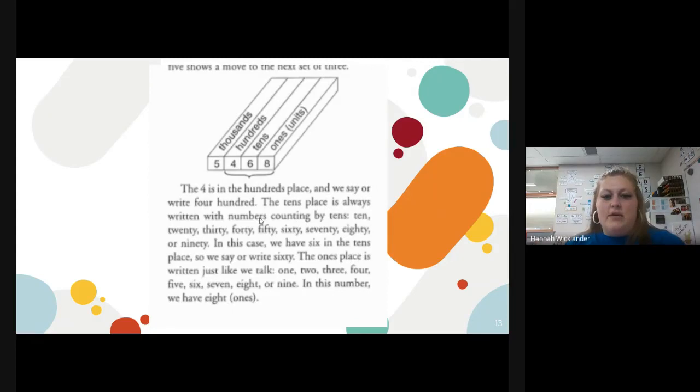The tens place is always written with numbers counting by 10. So 10, 20, 30, 40, 50, 60, 70, 80. So in this case, in our tens place, we have a 6. So we will write 60. And the ones place is written just like we talk. 1, 2, 3, 4, 5, 6, 7, 8, 9, 10, 11, 12. So then for the ones place, you're just going to write 8. So 5,468 for this number.